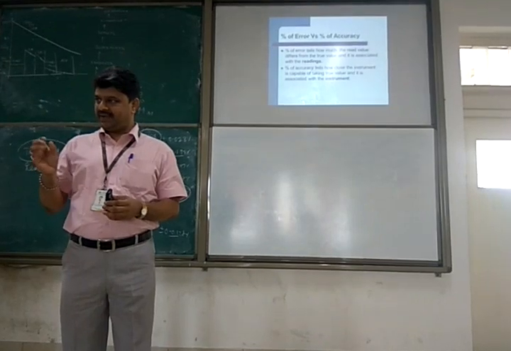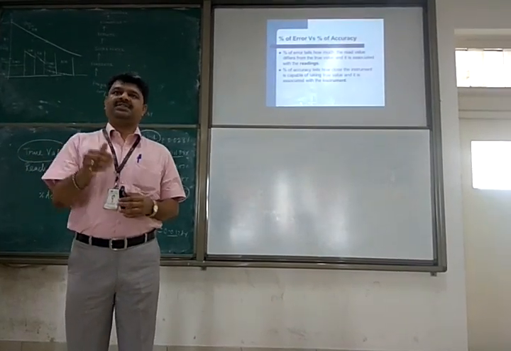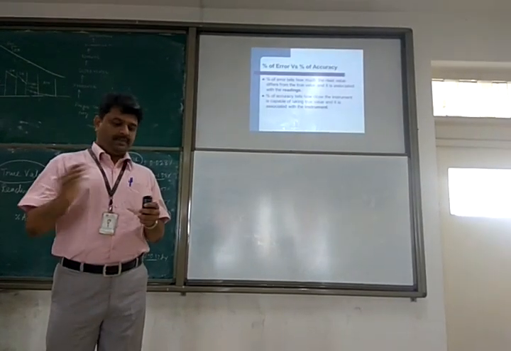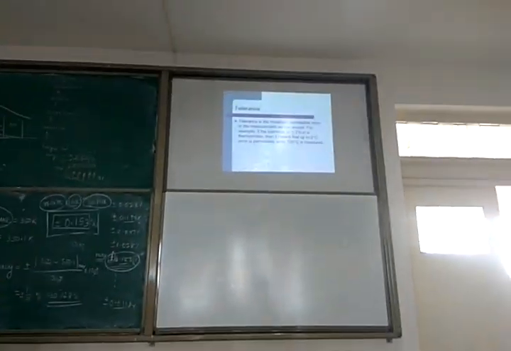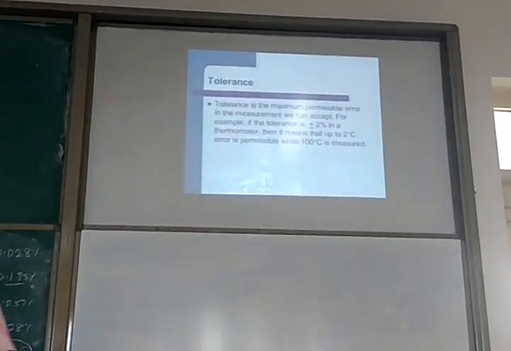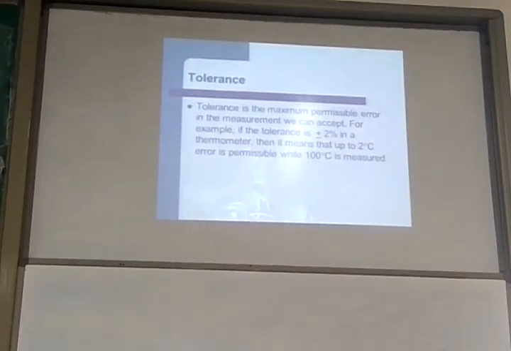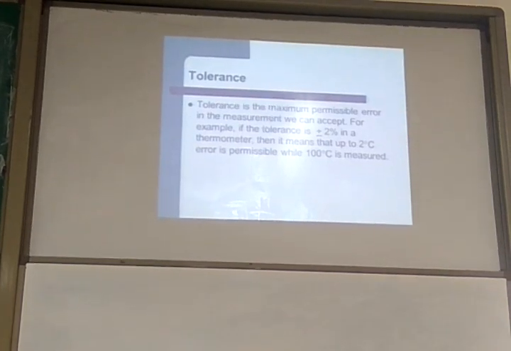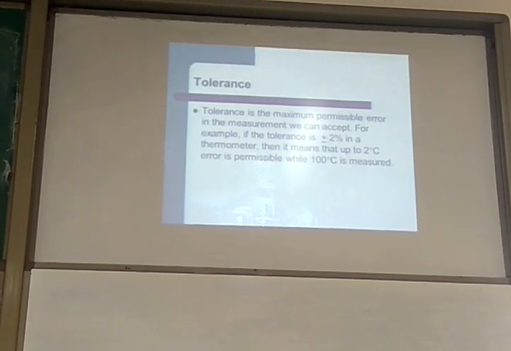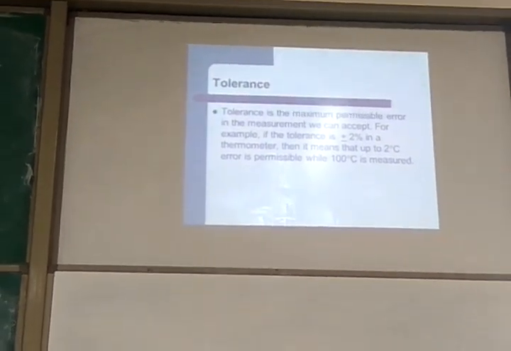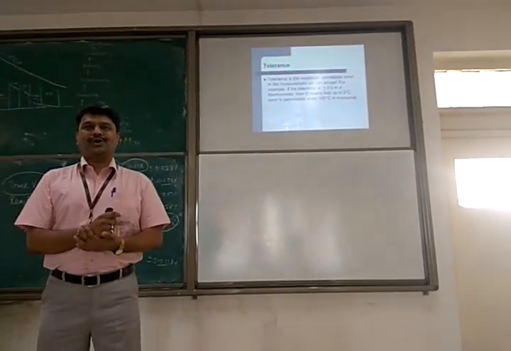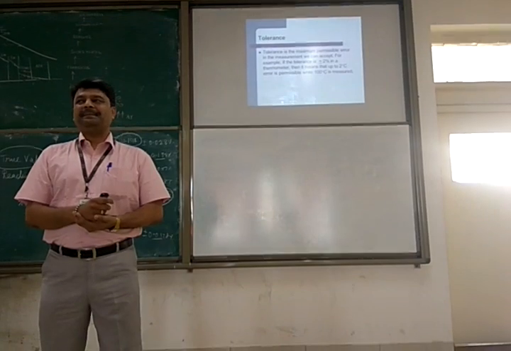You understand the difference between error, percentage of error and percentage of accuracy? Okay, percentage of accuracy is attached to the instrument, percentage of error is attached to the reading. That's very important. Another term, anyway, this is not part of the characteristics of instruments, but often people get confused, is tolerance. What is the difference between tolerance and accuracy? You are all mechanical engineers, right? So tell me, what is tolerance?